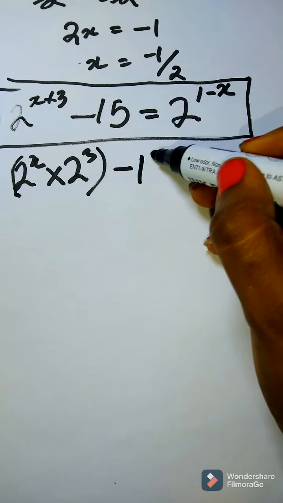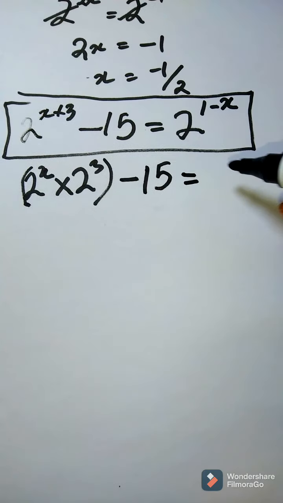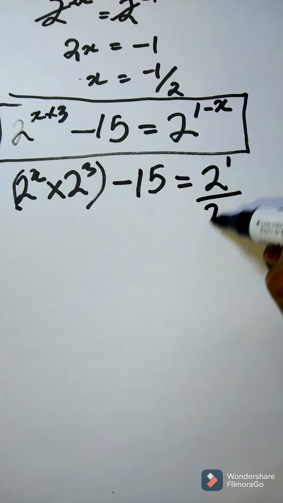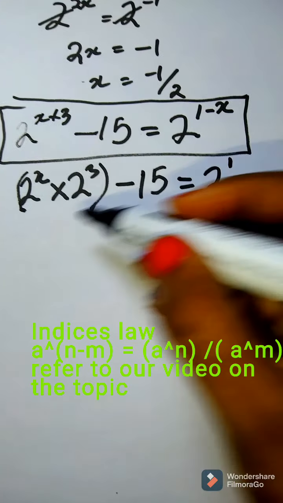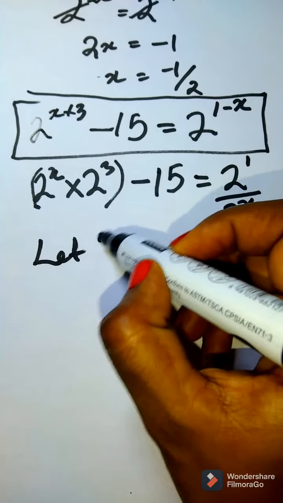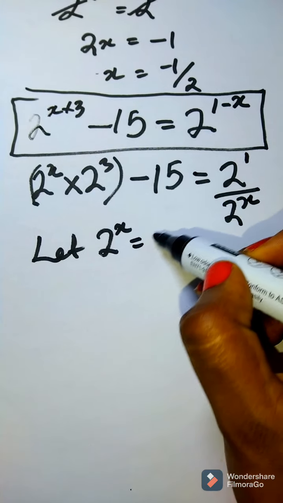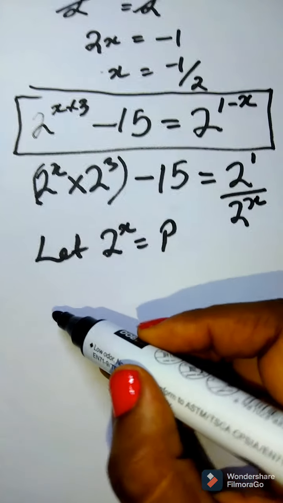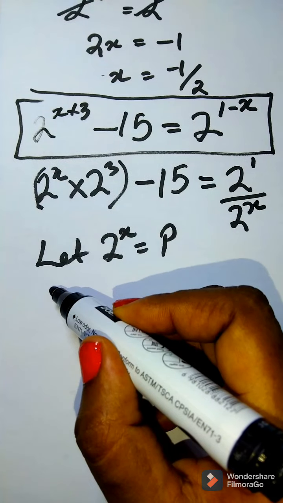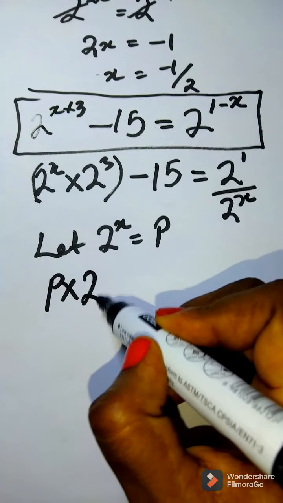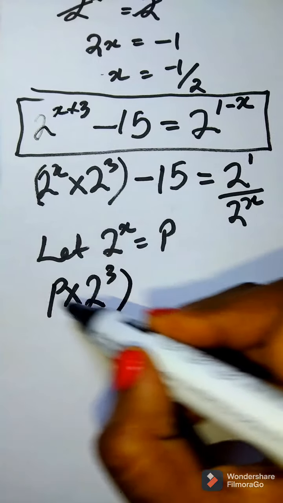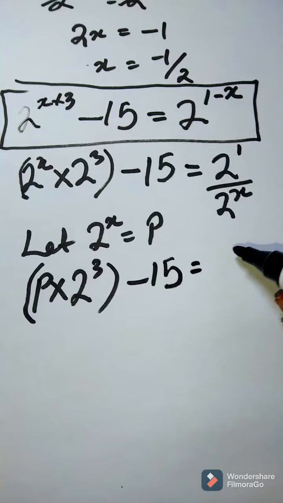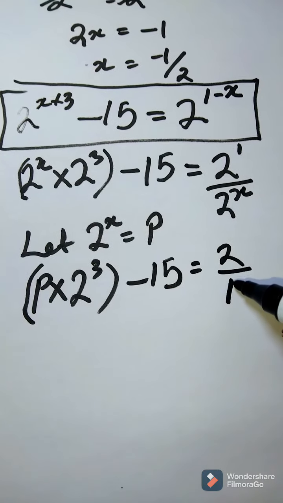Minus 15 equal to 2 raised to the power 1 all over 2 raised to the power x. So we'll say let 2 raised to the power x be, we can use p once again. So wherever you see 2 raised to the power x, we'll substitute p, okay? So this will be p times 2 raised to the power 3, minus 15 equal to 2 over p.